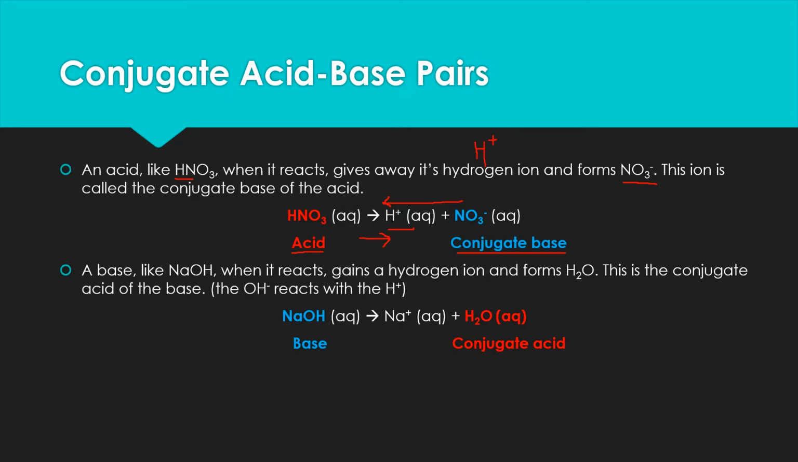It's basically the conjugate base is what is formed when an acid reacts, when it gives up that hydrogen. Okay, so we could look at any acid. If we remove a hydrogen ion from it, what's formed is the conjugate base.